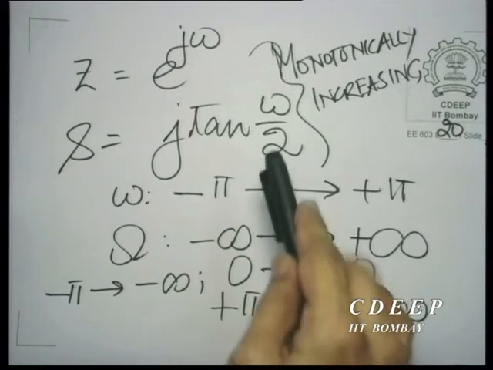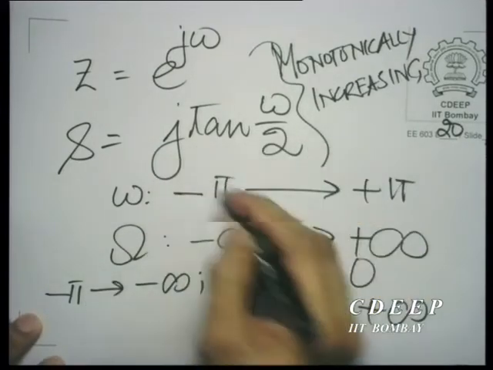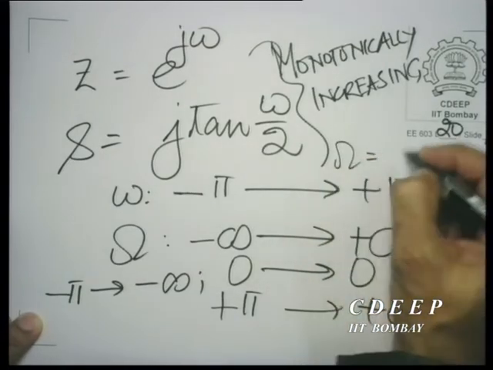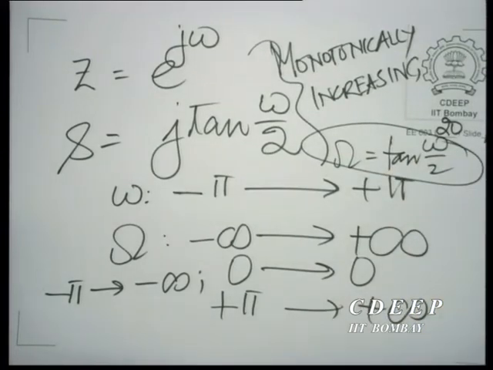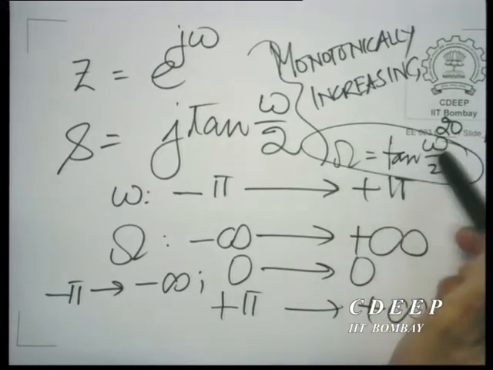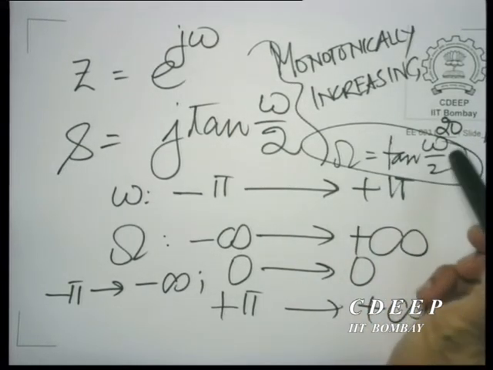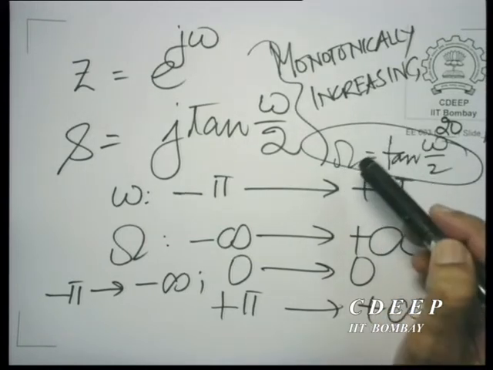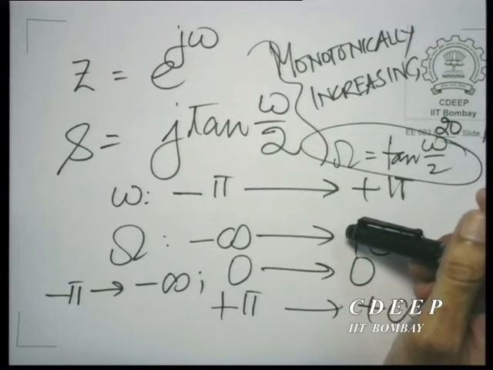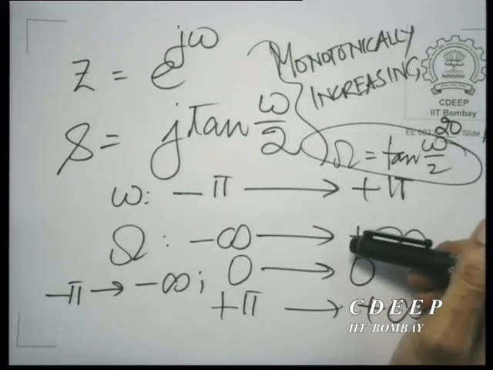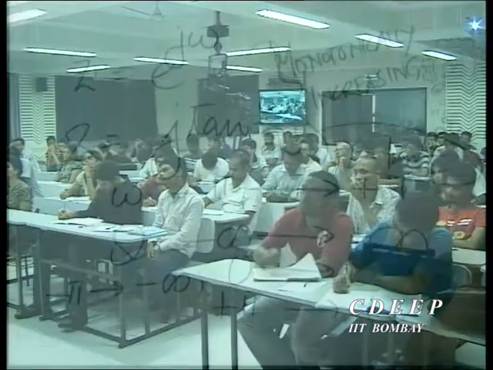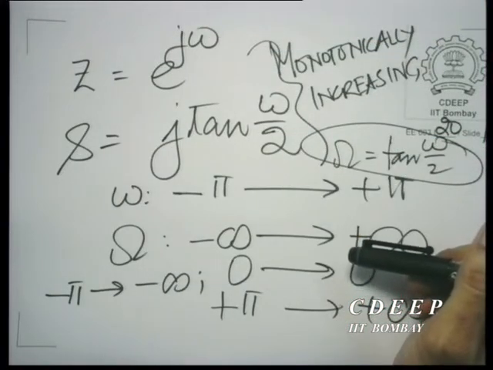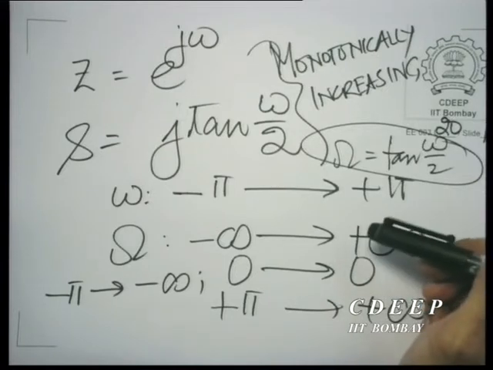So, here you have j tan omega by 2. Essentially what you are saying is the capital omega is tan small omega by 2. That is the mapping that you are establishing here. And this is 1 to 1, that is the beauty of it. For every small omega there is a unique capital omega, for every capital omega there is a unique small omega. In spite of the fact that small omega is on a finite interval and capital omega is on an infinite interval, we still have a 1 to 1 mapping. This is the beauty of this mapping. It is 1 to 1, it is onto both ways, so it is invertible, and of course it is monotonically increasing as we wanted it to be.